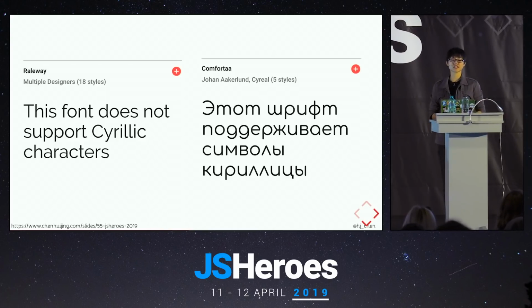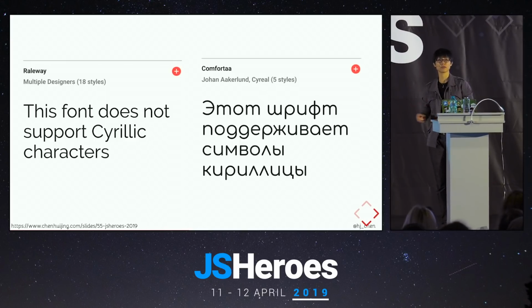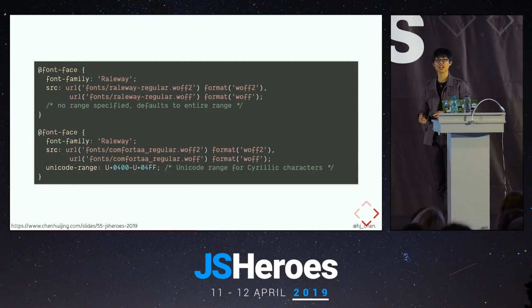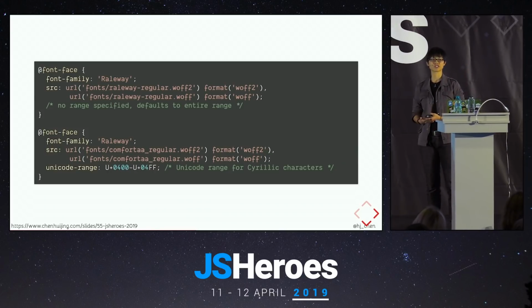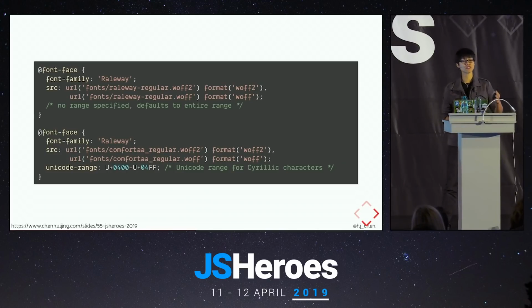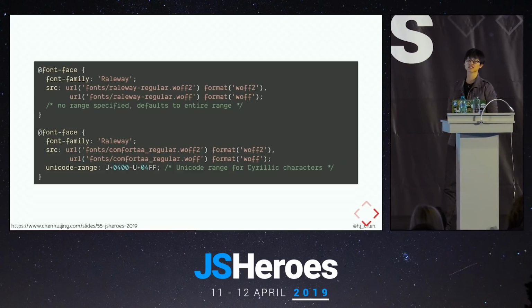So what we can do here is find a font that does support those characters, and it still somewhat resembles the design of my original font, and then utilize something called a Unicode range descriptor to create a composite font. It's called a composite font because it mixes glyphs from different fonts for different scripts. Now, to deal with the fact that Railway does not support Cyrillic letters, I use the Unicode range descriptor here to tell the browser to load the other font, Comforta, when it encounters any Cyrillic characters.